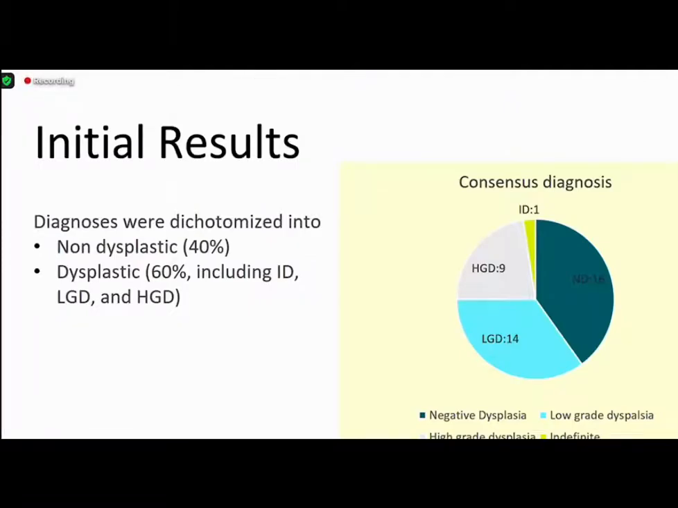So see, these are the initial results for our initial study. As I mentioned, after the diagnosis being made by the pathologist individually, they sat down and did the consensus conference and then did a consensus diagnosis. And based on that consensus diagnosis, cases were reclassified as such: 16 cases out of those 40 were reclassified into negative for dysplasia, 14 were in low-grade dysplasia, 9 were in high-grade dysplasia, and 1 was in indefinite category. And these diagnoses were also dichotomized for non-dysplastic, which accounted for about 40% of the cases, and dysplastic, which included indefinite, low-grade and high-grade dysplasia cases, about 60% of the cases.